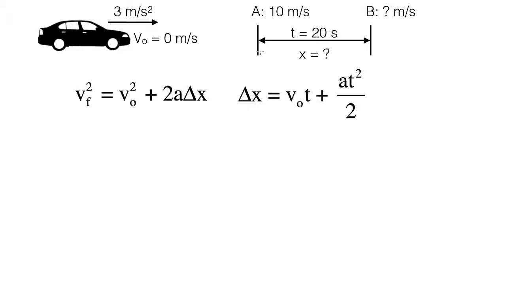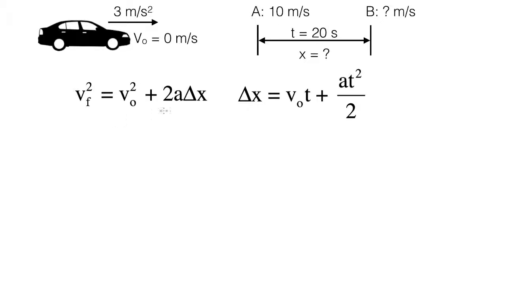And when it gets to this point right here, point A, the car is going 10 meters per second, and it travels some distance x right here, and then it gets to position B, and we don't know the velocity at position B. We need to find that. And we also don't know the displacement, the distance between these 2 points right here, but we know it takes 20 seconds for the car to travel this distance, and the whole time the car is traveling at a constant 3 meters per second squared.